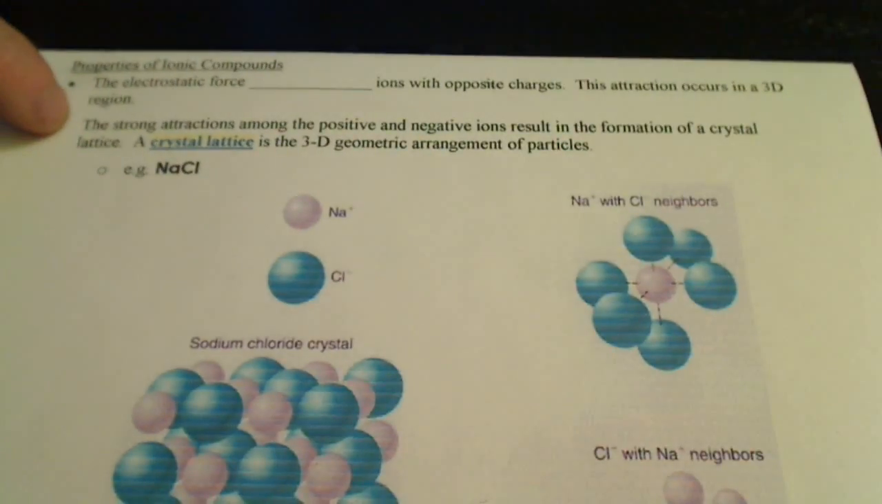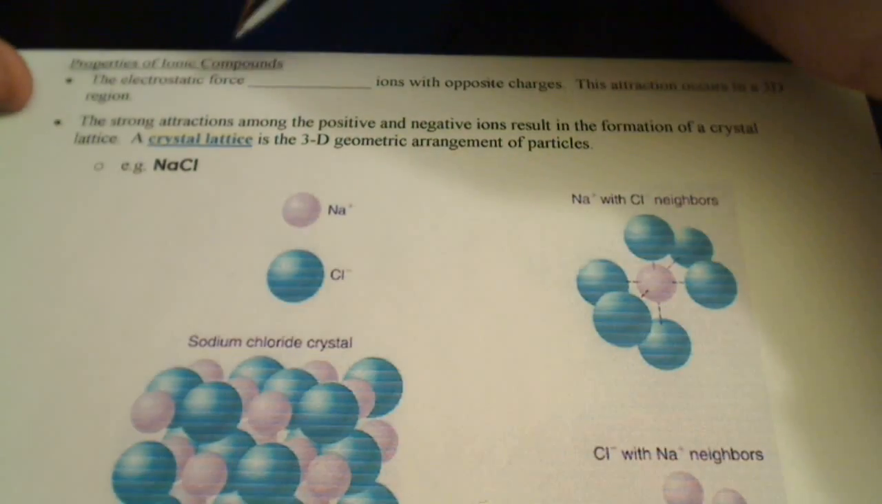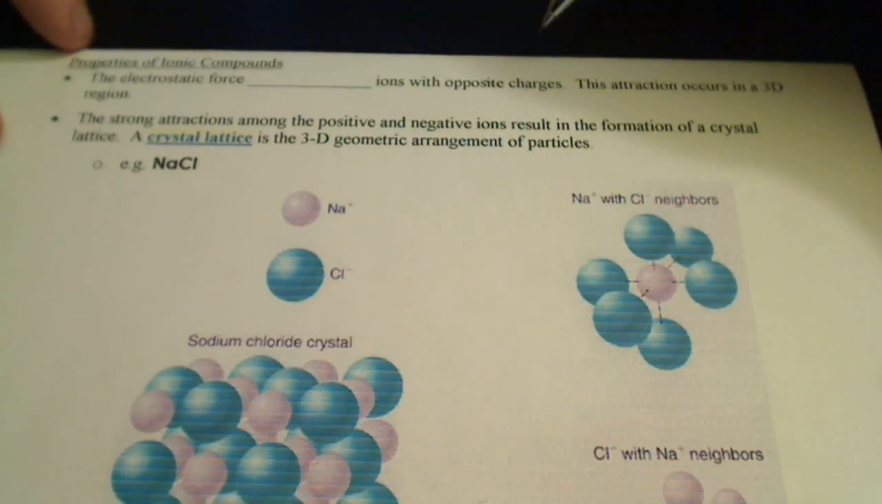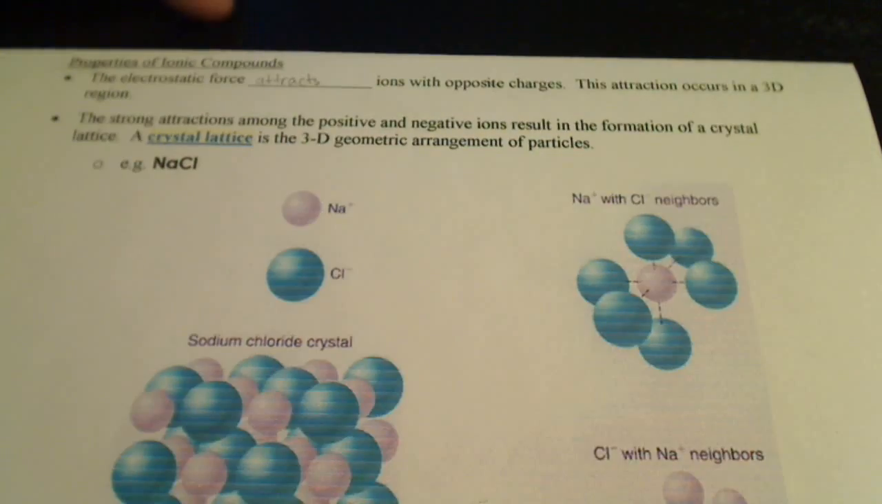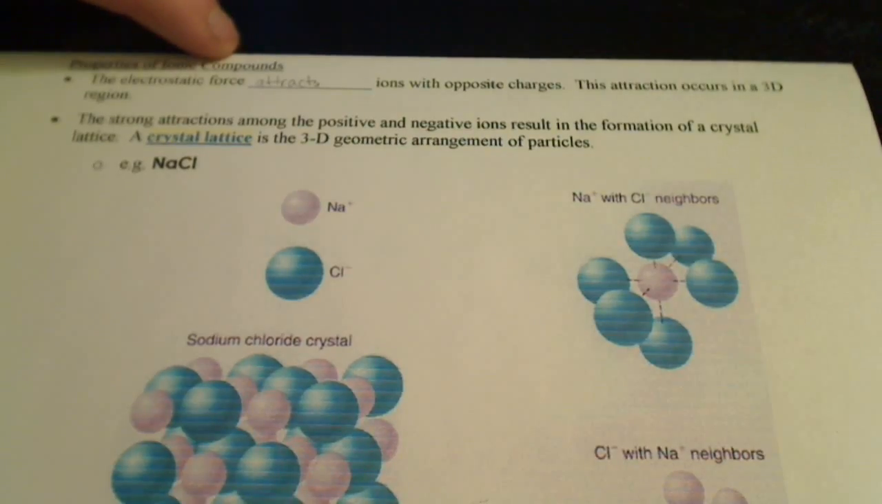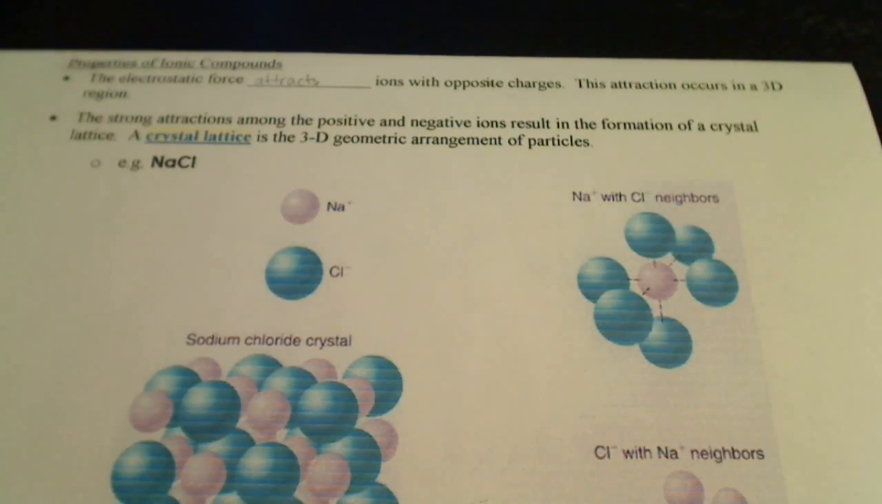All right. Properties of ionic compounds. Okay. The electrostatic force, blank ions with opposite charges. We just said that electrostatic force is what attracts ions with opposite charges. This attraction occurs in a 3-dimensional region. We'll talk about that in a little bit. The strong attractions among the positive and negative ions result in the formation of a crystal lattice. A crystal lattice is a 3-dimensional geometric arrangement of particles.